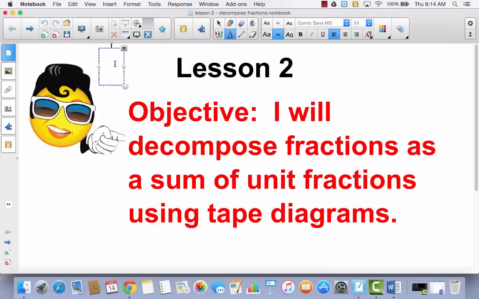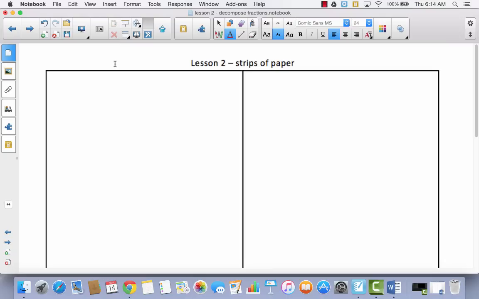Lesson 2, I will decompose fractions as a sum of unit fractions using tape diagrams. This is the exact same learning target from Lesson 1. We are just going to continue what we started in Lesson 1 by breaking down fractions into addition sentences using tape diagrams. You're going to need this piece of paper that comes in your pacing guide.